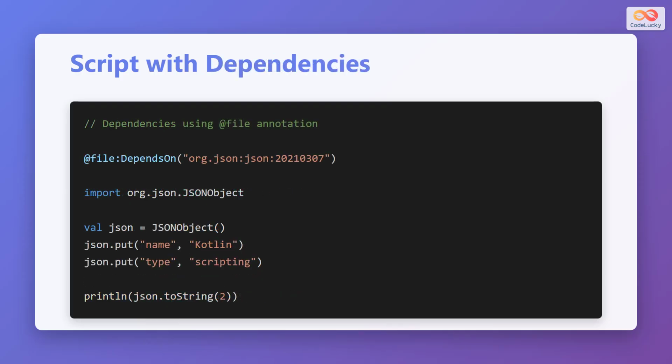One powerful feature of Kotlin scripting is the ability to add external dependencies. Using the @file:DependsOn annotation at the top of your script, you can include Maven libraries. In this example, we're adding the org.json library. Once declared, you can import and use classes from that library directly in your script. This makes it easy to leverage existing Java and Kotlin libraries without complex build configurations.